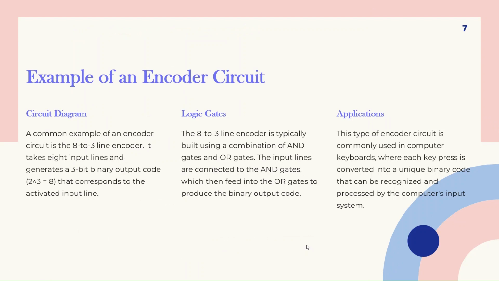Logic gates. The 8 to 3 line encoder is typically built using a combination of AND gates and OR gates. The input lines are connected to AND gates, which then feed into the OR gates to produce the binary output code. Applications of encoders. This type of encoder is commonly used in computer keyboards where each key press is converted into a unique binary code that can be recognized and processed by the computer input system.